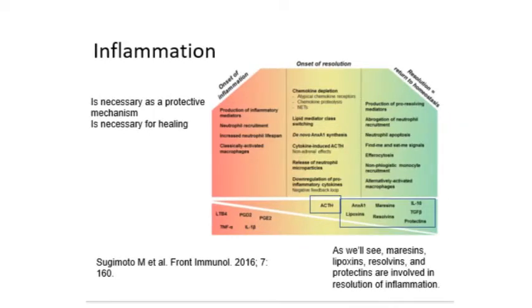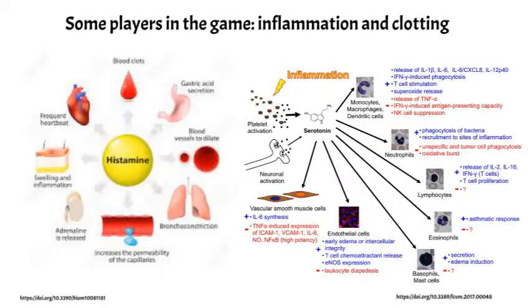At red and green, we see resolution, also stimulated by fatty acid derivatives like lipoxins, maresins, and resolvins that we'll soon talk about more. Note that interleukin-10 and transforming growth factor beta are anti-inflammatory signals. Inflammation and clotting are pretty closely related. Let's talk about some of the players.